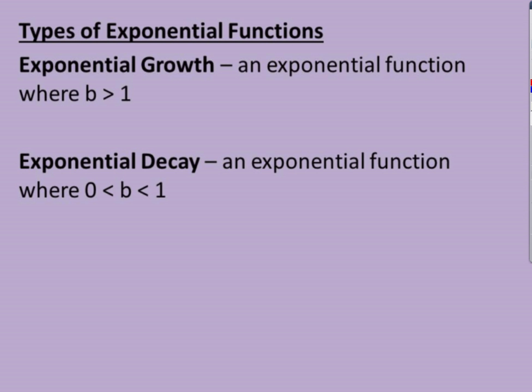There are two different types of exponential functions. There's exponential growth. This is an exponential function where the b value is greater than 1. And we have exponential decay when the b value is between 0 and 1.